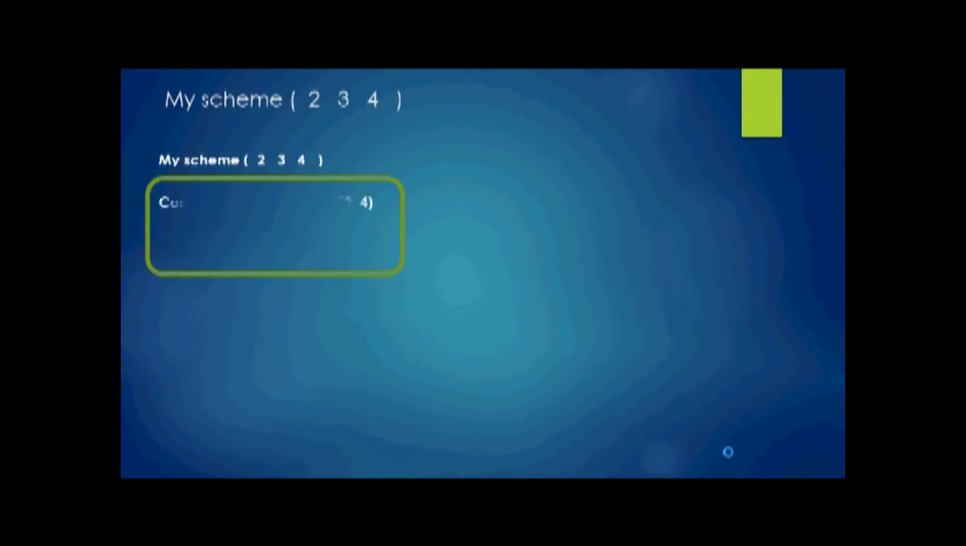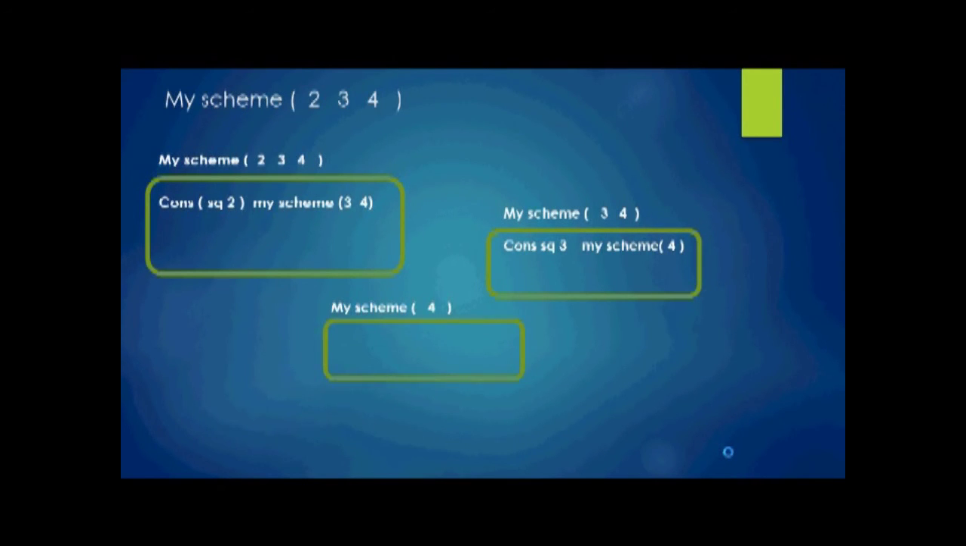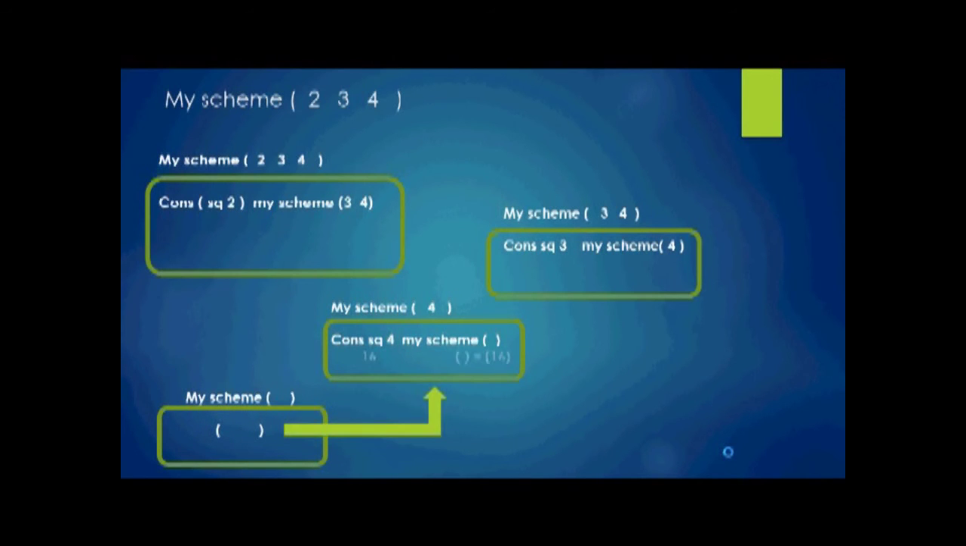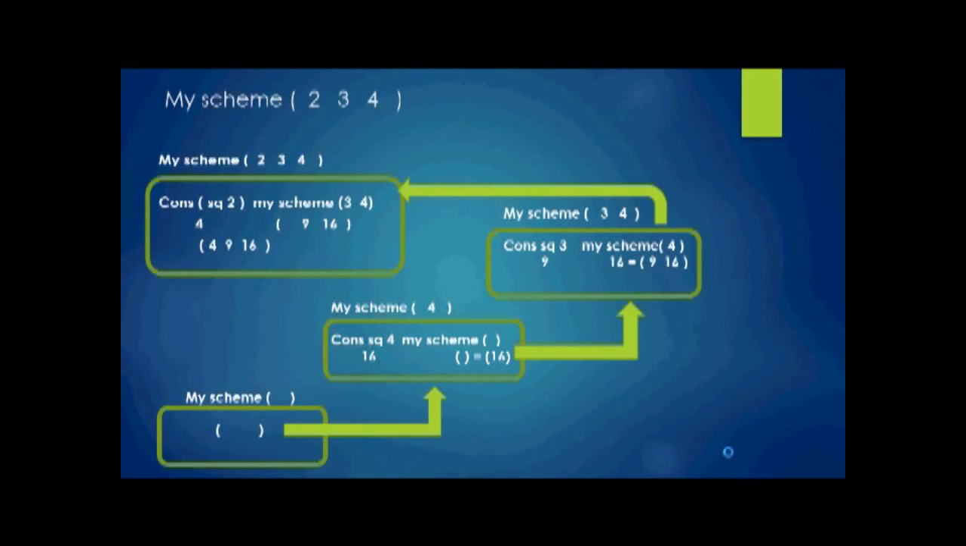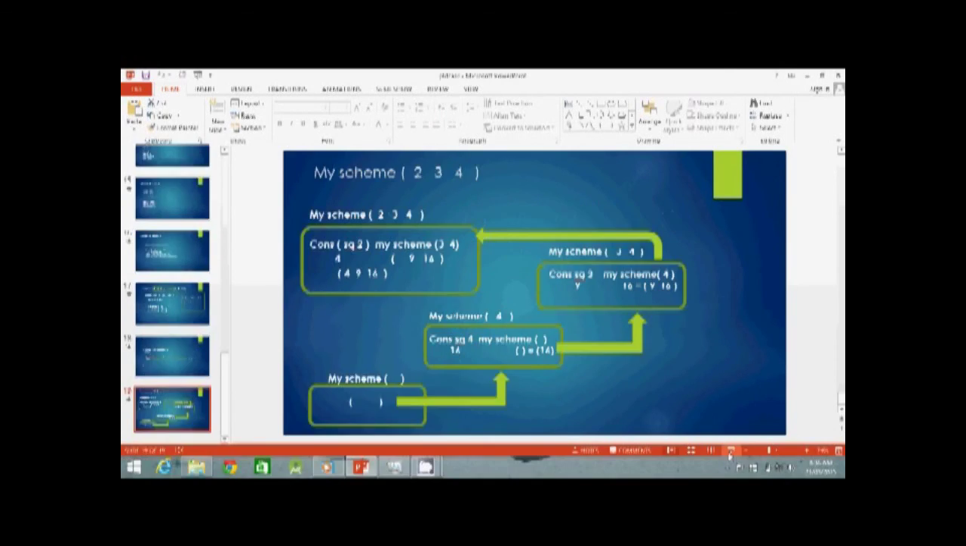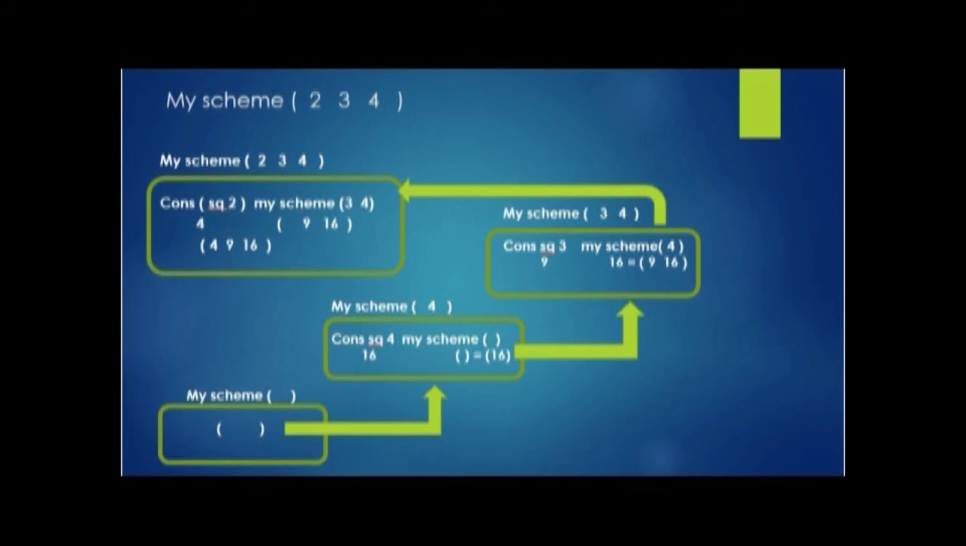First, we are calling the myScheme function with 2, 3, 4 list and cons square 2 with myScheme 3, 4. Then we call the myScheme function with the 3, 4 list and cons square 3 with myScheme 4. We call the myScheme function with the 4 list. It will give cons square 4 with myScheme, and here we call myScheme with the empty list. MyScheme of the empty list returns the empty list to myScheme 4, and myScheme 4 returns 16 for myScheme 3, 4, and myScheme 3, 4 returns 9, 16 to the myScheme 2, 3, 4 function. Finally we have the 4, 9, 16 list.